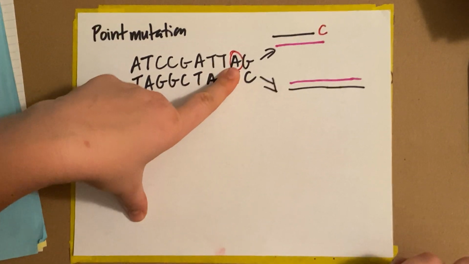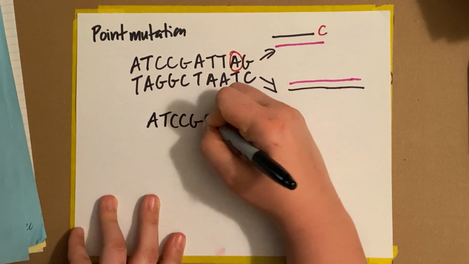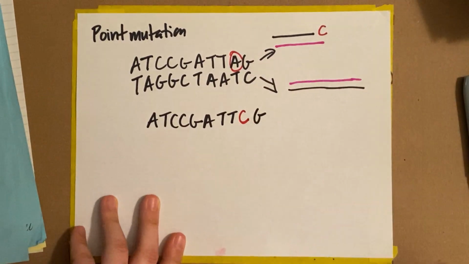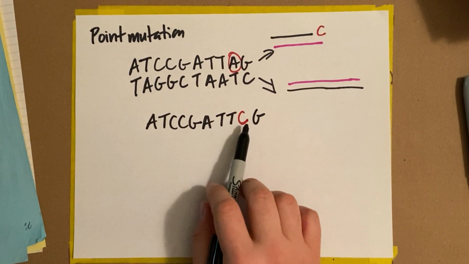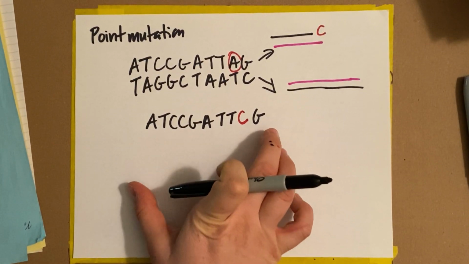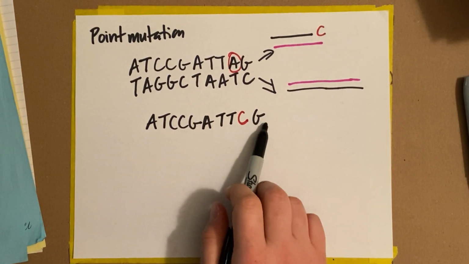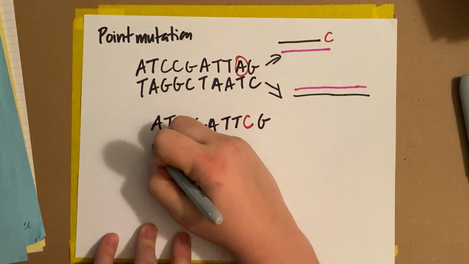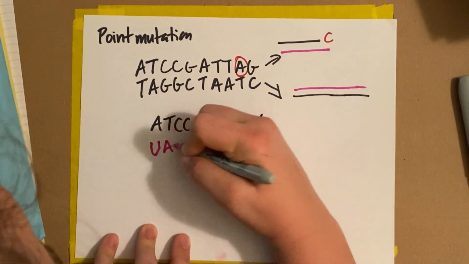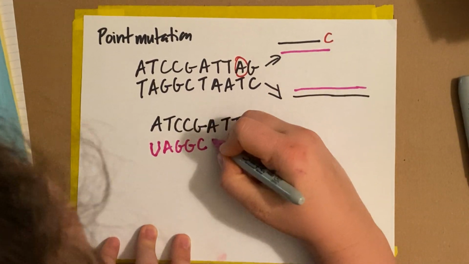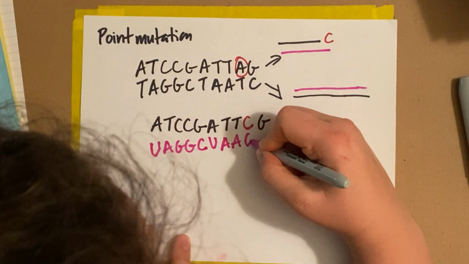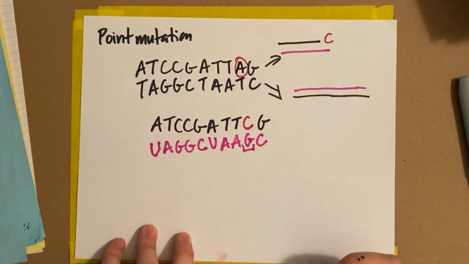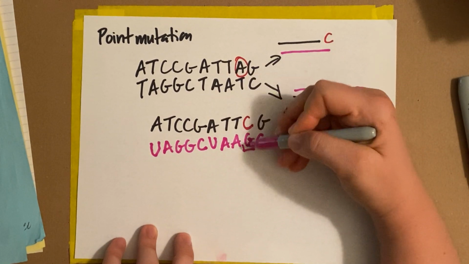So let's write this down here: A, T, C, C, G, T, T, C, G. If this is within a gene, where the instructions for the proteins are, and we make an mRNA from this, our mRNA is going to be U, A, G, G, C, U, A, G, and this is going to be a C. This right here is different from what it would normally be. If this was still an A, this should be a U.